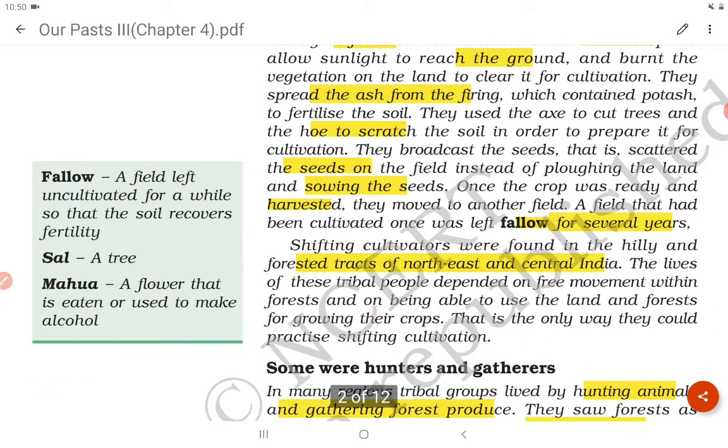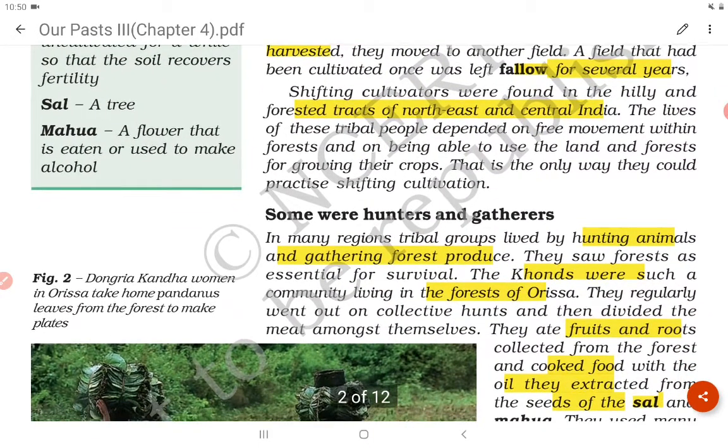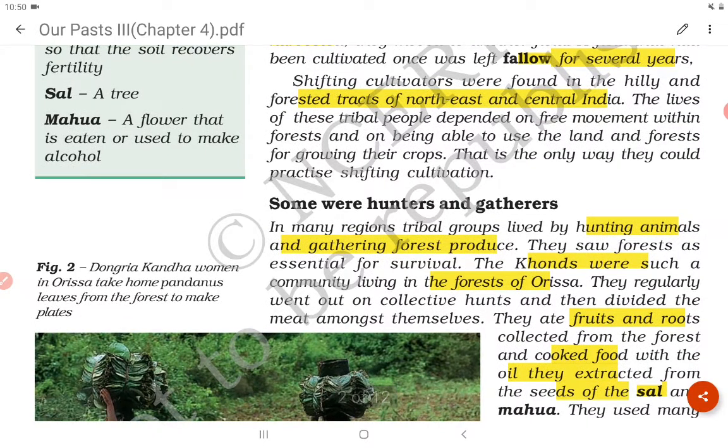Shifting cultivators were found in the hilly and forested tracts of northeast and central India. The lives of these tribal people depended on free movement within the forest and on being able to use the land and forest for growing their crops. That is the only way they could practice shifting cultivation. Some were hunters and gatherers.